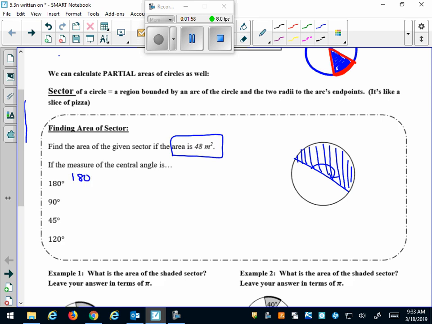So 180 out of 360 is 1/2. So the area of the sector is going to be 1/2 of the total area. And since the total area is 48, half of 48 is 24. Now don't forget that area is in square units.